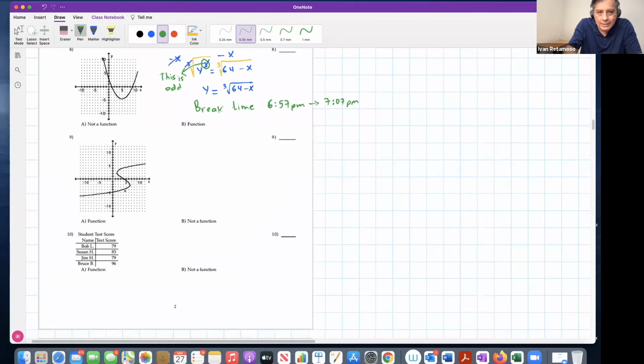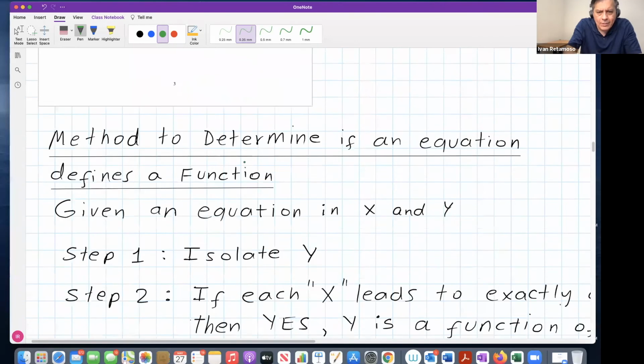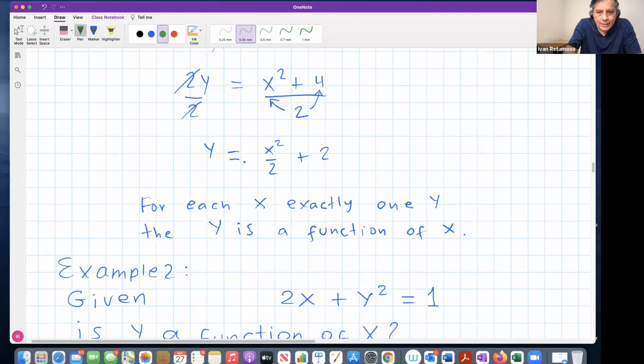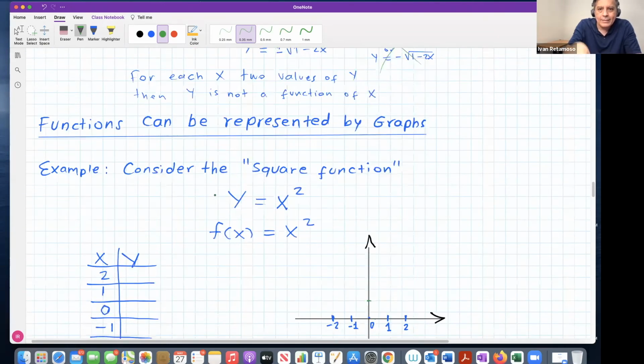Now we're going to deal with the so-called graphs of functions. Turns out functions can be graphed. How can we graph functions, Professor? Here, I will tell you how. Functions can be represented by graphs.